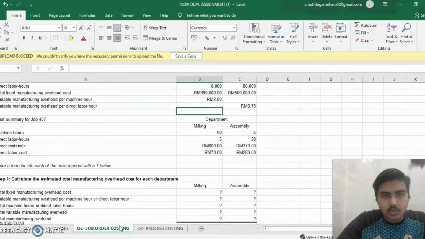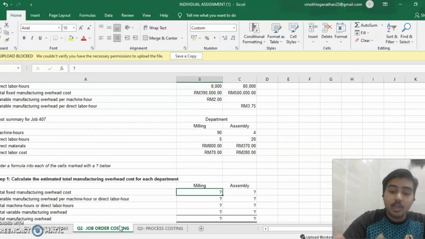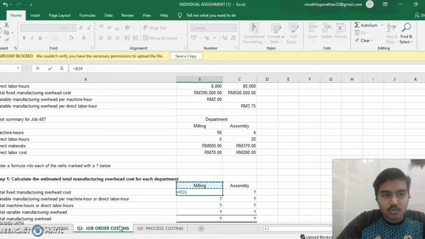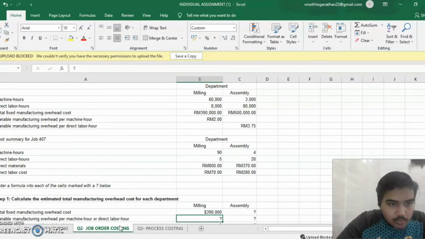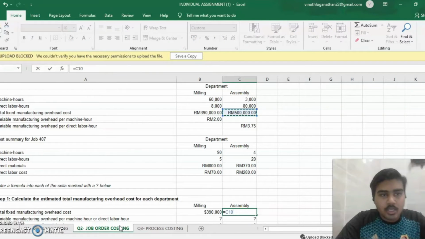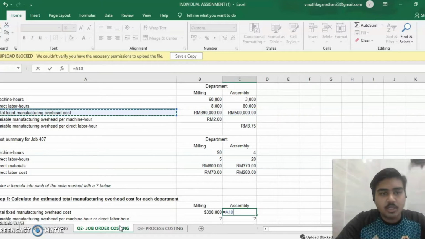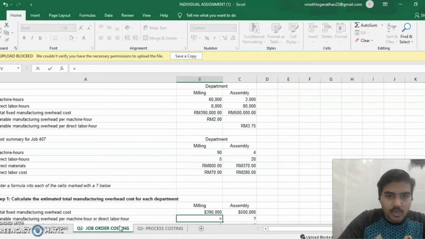Here you just take the data from above first. For example, first you calculate the estimated total manufacturing overhead for each department. First you have the total fixed manufacturing overhead cost. There you go. Total fixed manufacturing overhead cost, yes. And then you have it for the assembly as well. As you can see, total fixed manufacturing overhead cost. Okay, so it's 500,000.